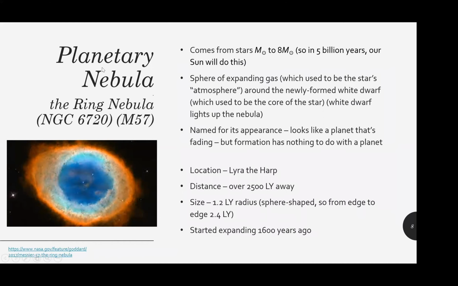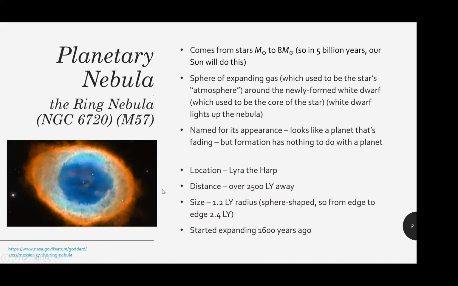So planetary nebulas in general come from stars about the size of our sun to about 8 times the mass of our sun. So in 5 to 10 billion years, when our sun reaches the end of its life, it will turn into something similar to the Ring Nebula.